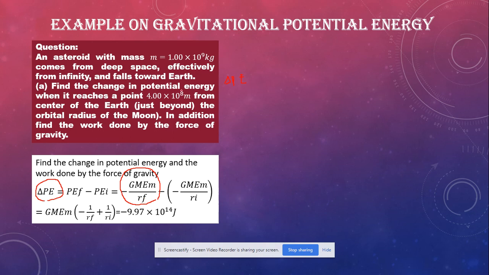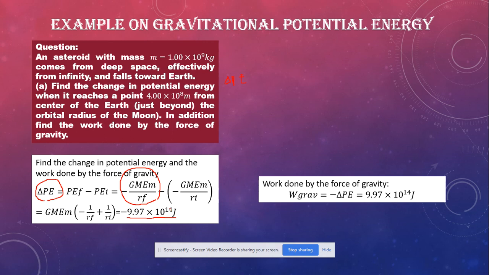By substituting every piece of information given into this equation, you will get the value of the change in potential energy, which is equal to negative 9.97 to the power of 14 joules. The value is negative.